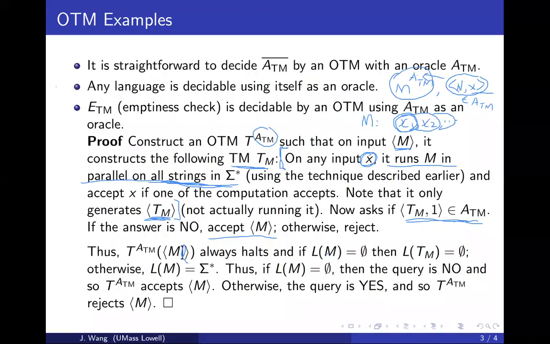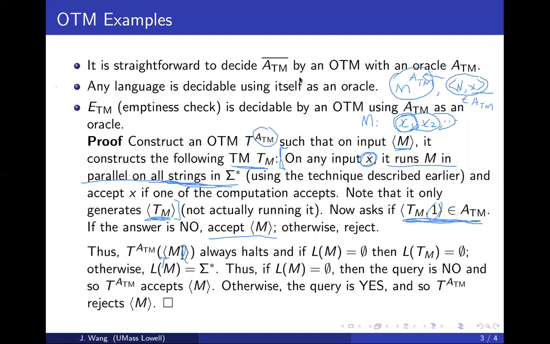So this should be T sub M. So this means that if M doesn't accept anything, then T sub M doesn't accept anything. Hence, this query returns no. That means then T to the A sub Tm accepts input M. Otherwise, M accepts something, then T sub M accepts anything, of course including accepting 1. So then the answer is yes.